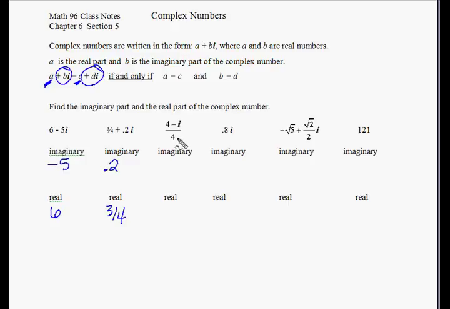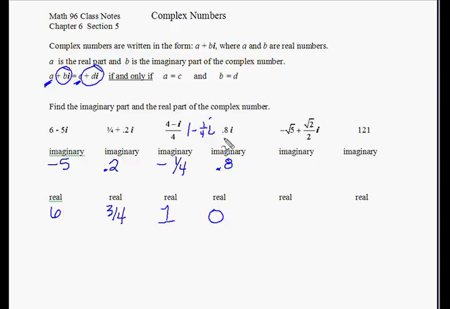Now this looks a little more complicated. Again, it's supposed to be written in the form of a plus bi, so we could rewrite that as 1 minus 1/4 i. So the imaginary part is -1/4, and the real part is 1. The imaginary part, this is all attached to the i, is 0.8, and the real part is 0.